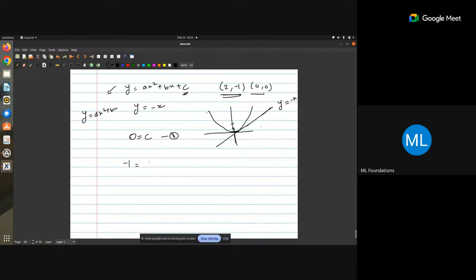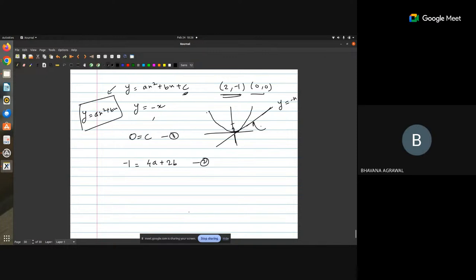Now, if I plug in 2 and -1, then it will be -1 equals 4a plus 2b. This is one equation. But I'm not able to say anything from this. So that means I have to utilize the information about the tangent to this curve. But now the curve is this, right?